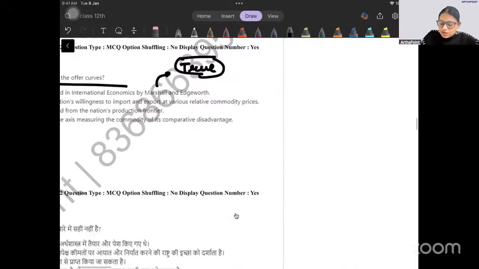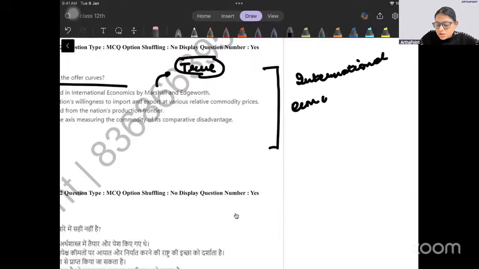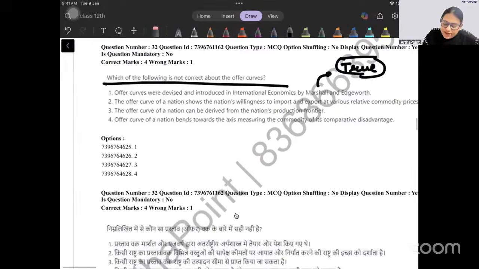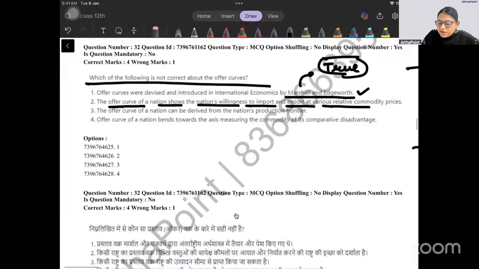Beta, this is international economics. If you have not studied it, make sure that you read international economics. In detail, I have explained what are offer curves. The offer curve were devised and introduced in international economics by Marshall and Edgeworth. Correct statement है. The offer curve of a nation shows nation's willingness to import and export at various relative commodity prices. True.